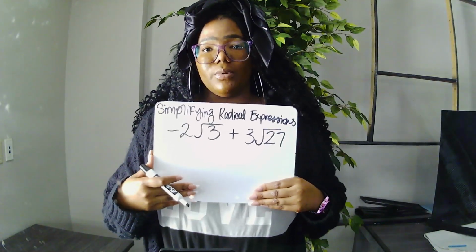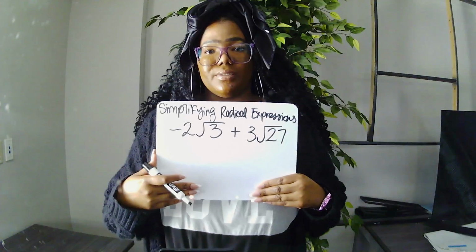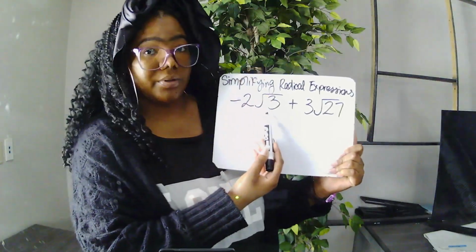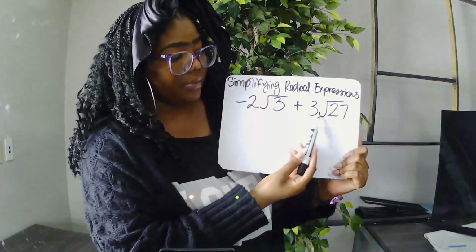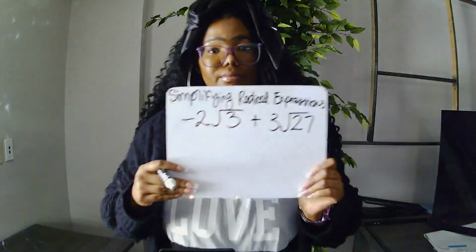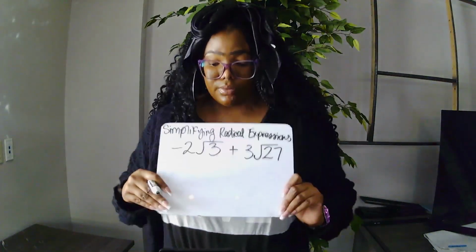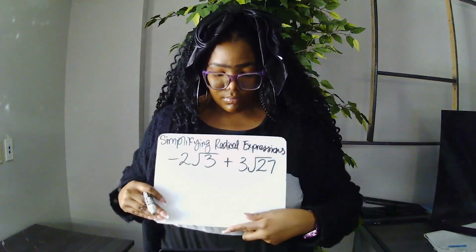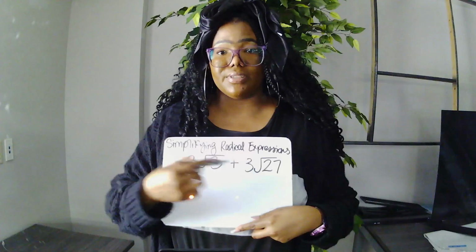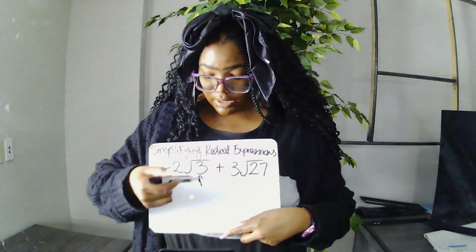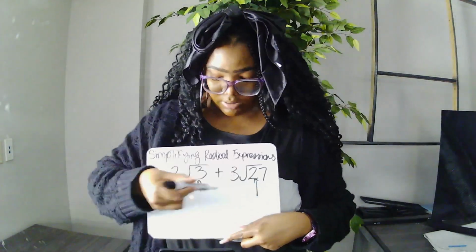Today, we will be exploring simplifying radical expressions. And as you see here, I have -2 with a square root of 3 plus 3 with a square root of 27. There's a couple of things to do in order to solve this radical expression. First, I want to look at the two numbers I have in the radicals. I have a 3 in one radical, and then I have a 27 in another radical.